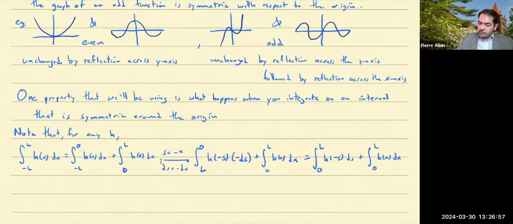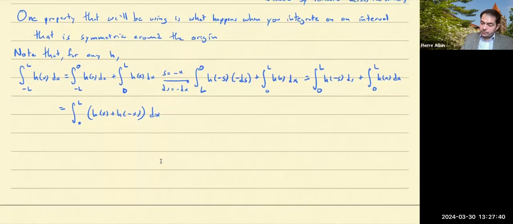Now, this s and this x are both just dummy variables. I could integrate over tau from 0 to L of h of tau d tau, and that would be the same as integrating h of x dx. So I can change the integral here to be with respect to x, the same variable I'm using in this other integral. And so I can write these together as the integral from 0 to L of h of x plus h of minus x dx.